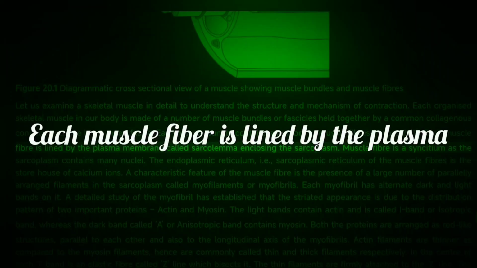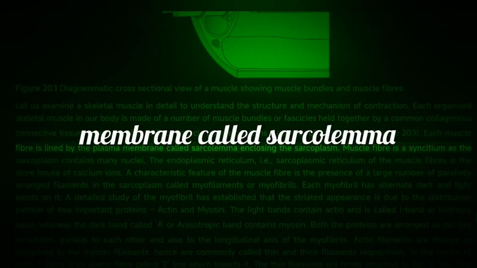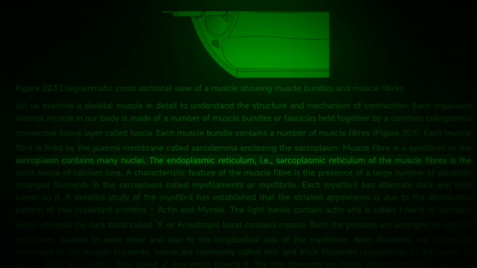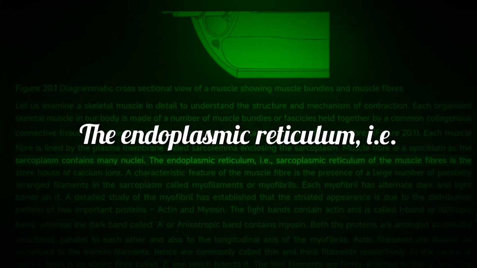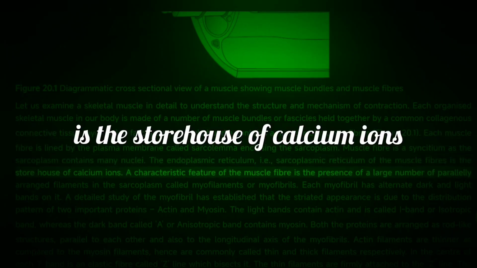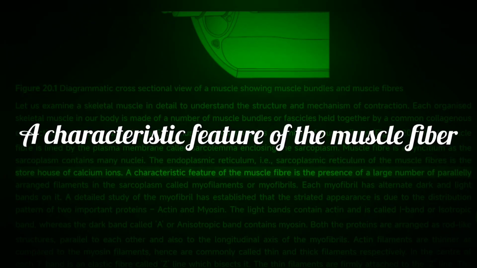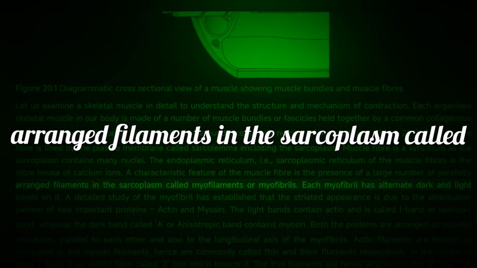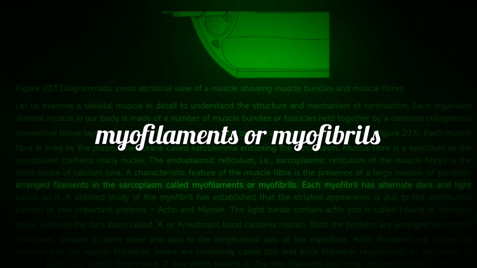Each muscle fiber is lined by the plasma membrane called sarcolemma, enclosing the sarcoplasm. Muscle fiber is a syncytium as the sarcoplasm contains many nuclei. The endoplasmic reticulum, i.e., sarcoplasmic reticulum of the muscle fibers, is the storehouse of calcium ions. A characteristic feature of the muscle fiber is the presence of a large number of parallelly arranged filaments in the sarcoplasm called myofilaments or myofibrils.